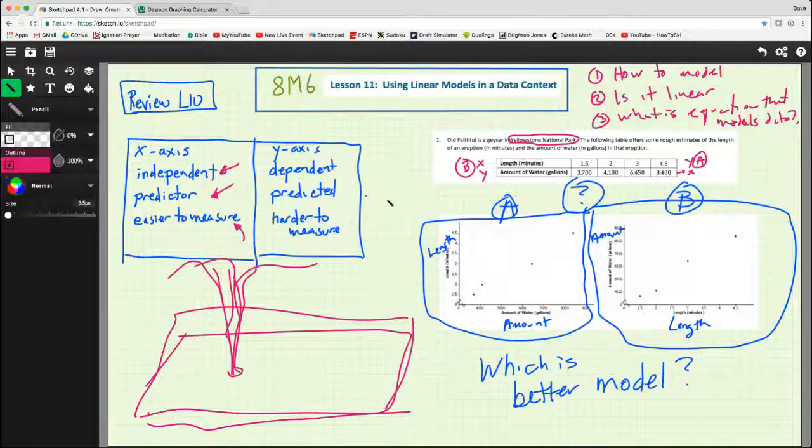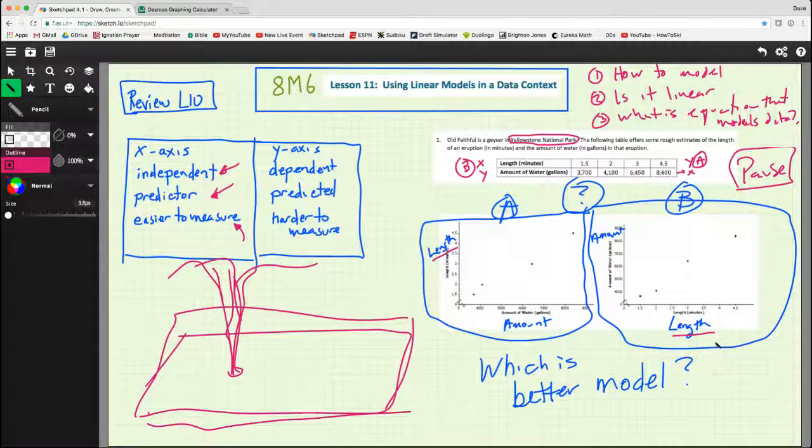So which is it? Are we going to model it where we say, well, let's calculate the amount of water that comes out of the ground, and then let's see if we can guess the length? Or are we going to measure the length of time that it erupts and then make a prediction about the amount of water? Which one's going to be easier for you to measure? You can pause it, and then I'll tell you the answer.